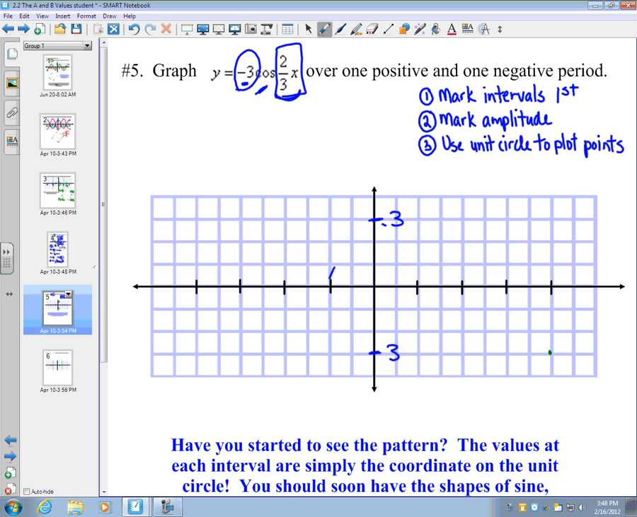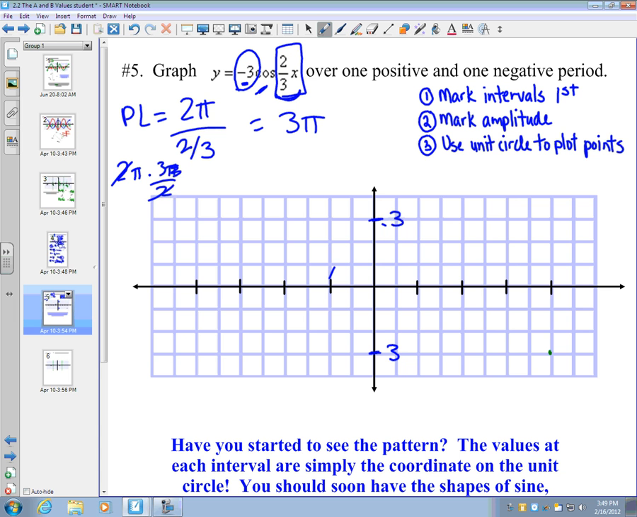Okay? And then we're going to look at this number here, 2/3. So that's going to affect my period. So remember, my period length is equal to 2 pi over b. B in this case is 2/3. Well, let's fix that up. 2 pi over 2/3. So that's going to be timesing by 3/2. So is that just going to be 3 pi? Does that work? Let's look at my math. 2 pi times 3, sorry, over 2. Yeah, that's just 3 pi.